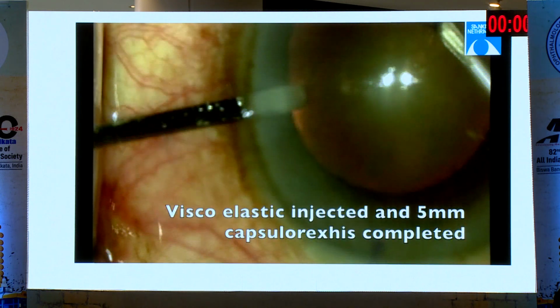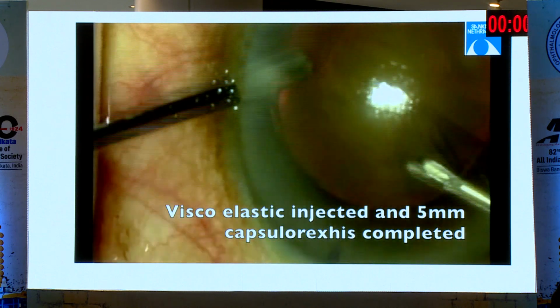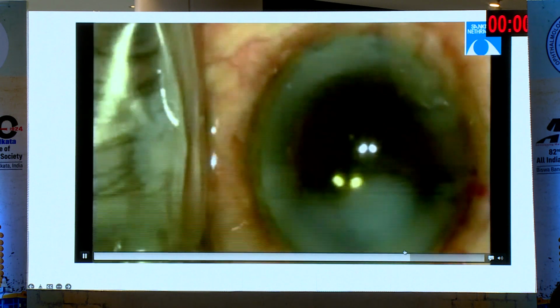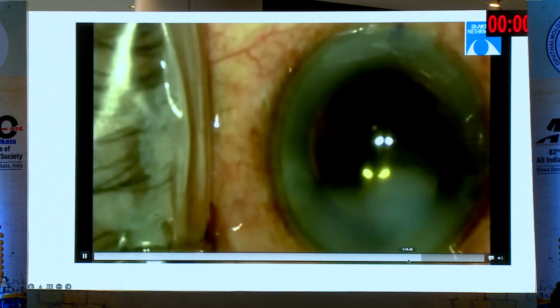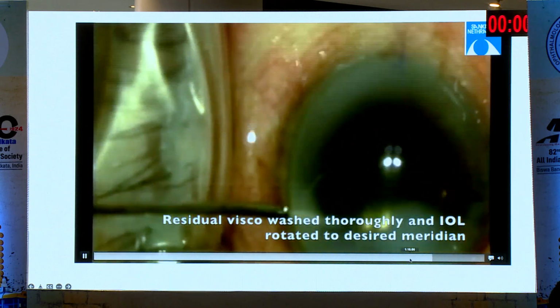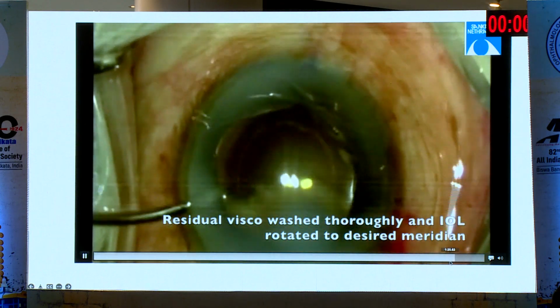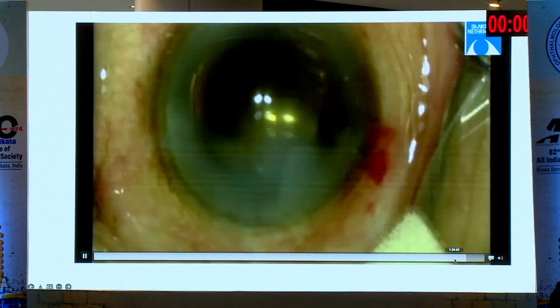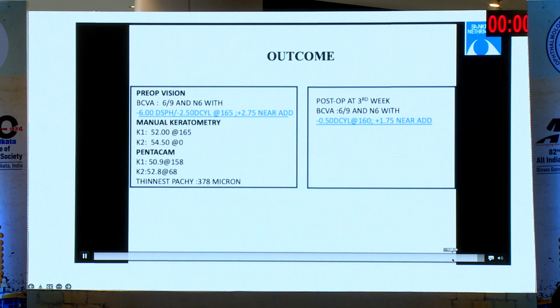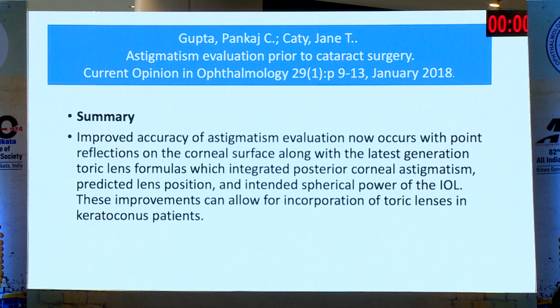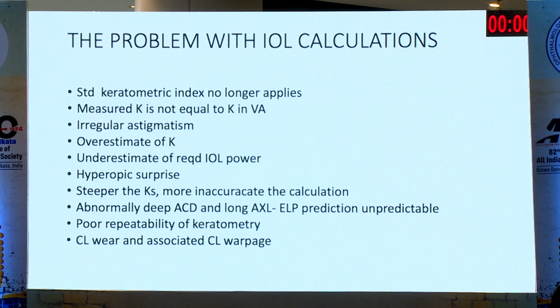And after that, the cataract surgery was done in a fairly regular way. What is important is that toric IOL implantation was done in this case once we made sure that the keratoconus is stable and not progressing. As in every toric IOL case, it is important to remove the OVDs postoperatively so that the stability of the intraocular lens can be ascertained. And here you can see that with this kind of formula, your cylinder has come down from minus 2.5 to minus 0.5.